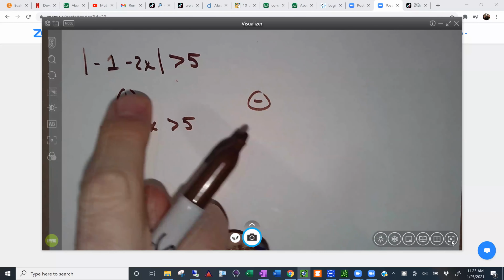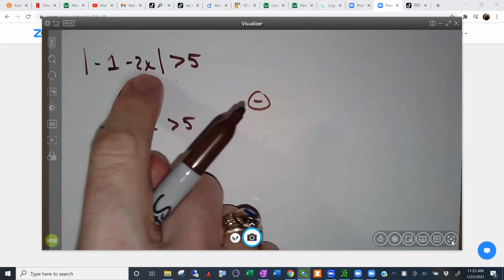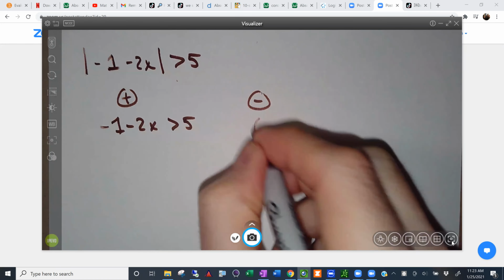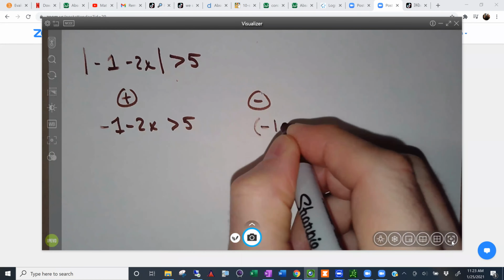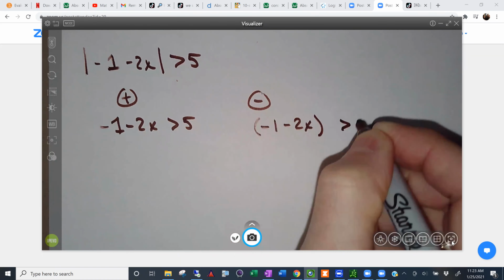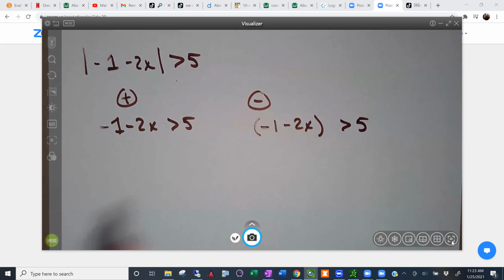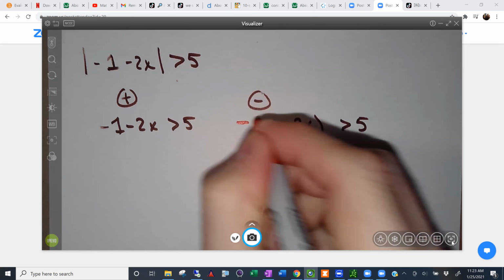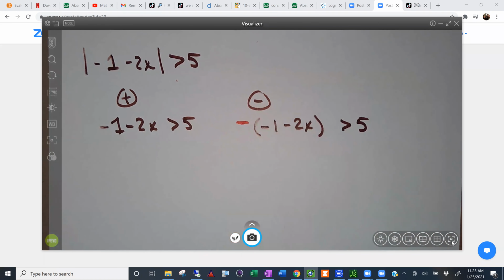And for the negative case, you got to take the opposite of the whole thing over here. So let me just put that in parentheses. -1 minus 2x greater than 5. But I need to take the opposite of that. And that's the setup for your negative case. And we're just going to solve both of these.